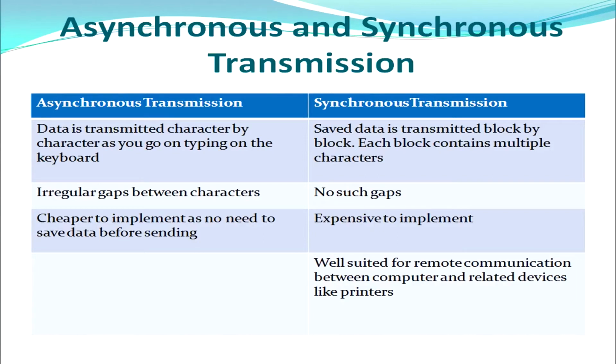So, these are two basic classifications of transmission based on the mode of transmission, how data is transmitted, whether it is character by character or whether it is block by block. Next, we move on to a very important topic of transmission media. A medium of transmission is very important between two computers or a computer and a peripheral.